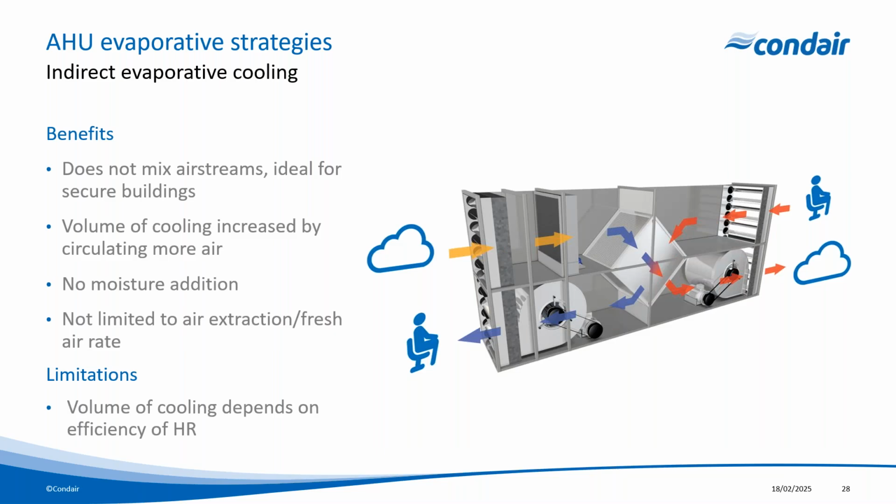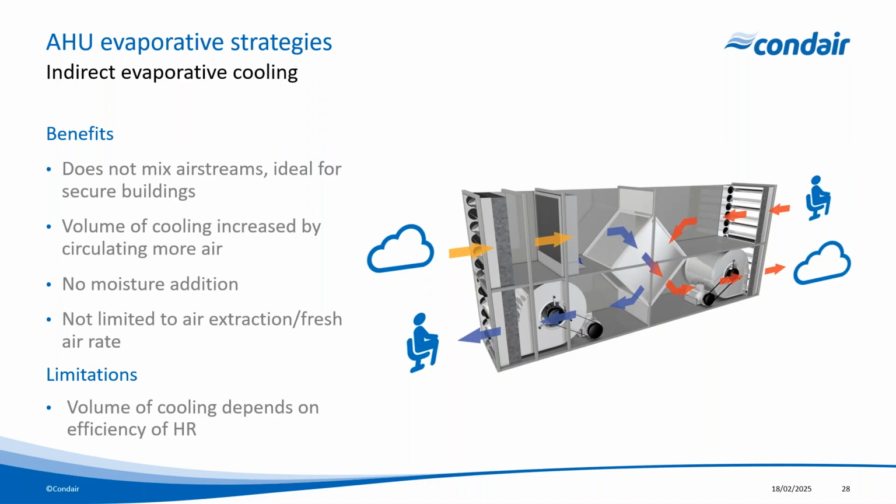So in applications where you don't want the air streams to mix, such as a secured building, this would be an ideal strategy. The amount of cooling that we can actually achieve can be increased by circulating more air. And of course, we're not adding moisture to the airstream. We're only sensibly cooling it by going through that heat exchanger.